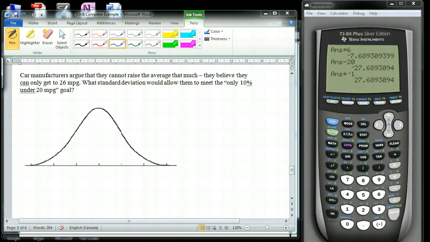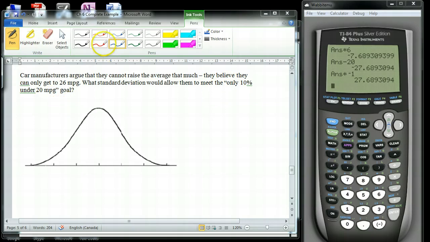Car manufacturers argued that they cannot raise the average that much because their cost would go way up if they try to make those types of cars. They believe they can only go to 26 miles per gallon. So what has to change? Well, the standard deviation has to change if everybody's to be happy here. What standard deviation would allow them to meet the goal of only 10% under 20 miles per gallon?